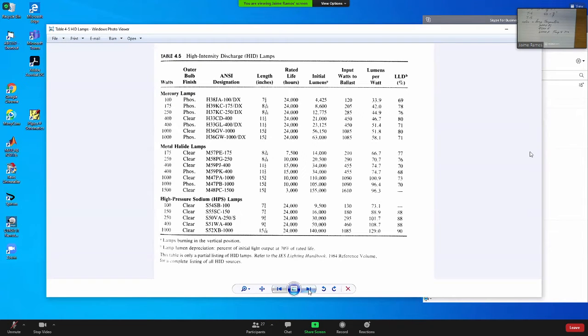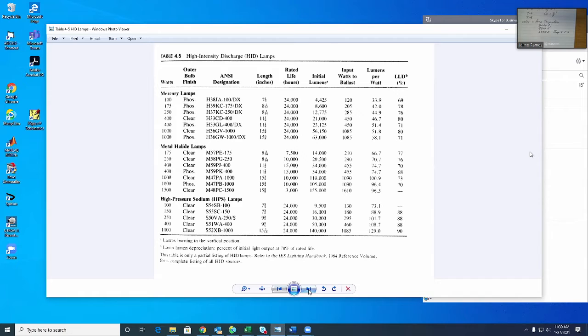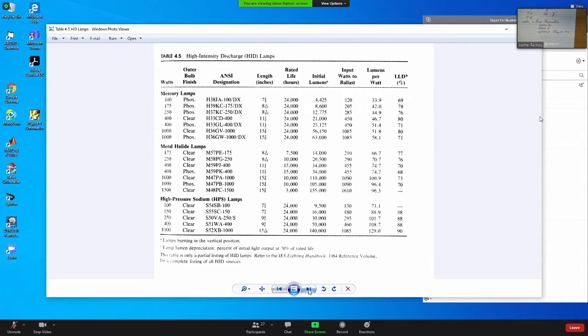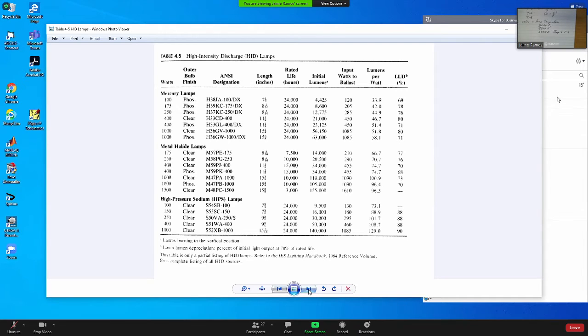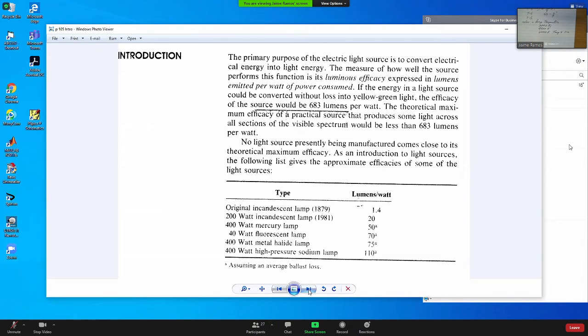Okay, so then next, again, now these are the mercury, the halide, and the high pressure sodium lamps. So now the lumens per watt, they are higher, especially for the sodium. The lamp lumen depreciation. What else? Greater life, very good. Okay, so that's this. Do you have questions regarding this?